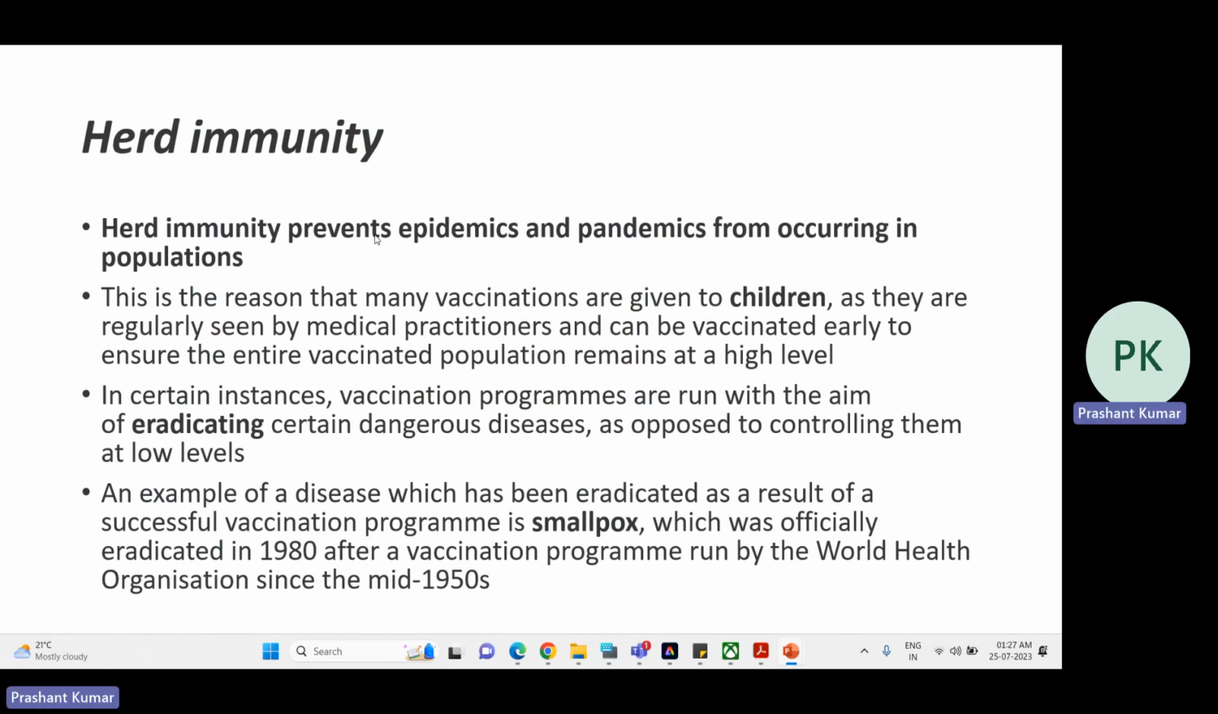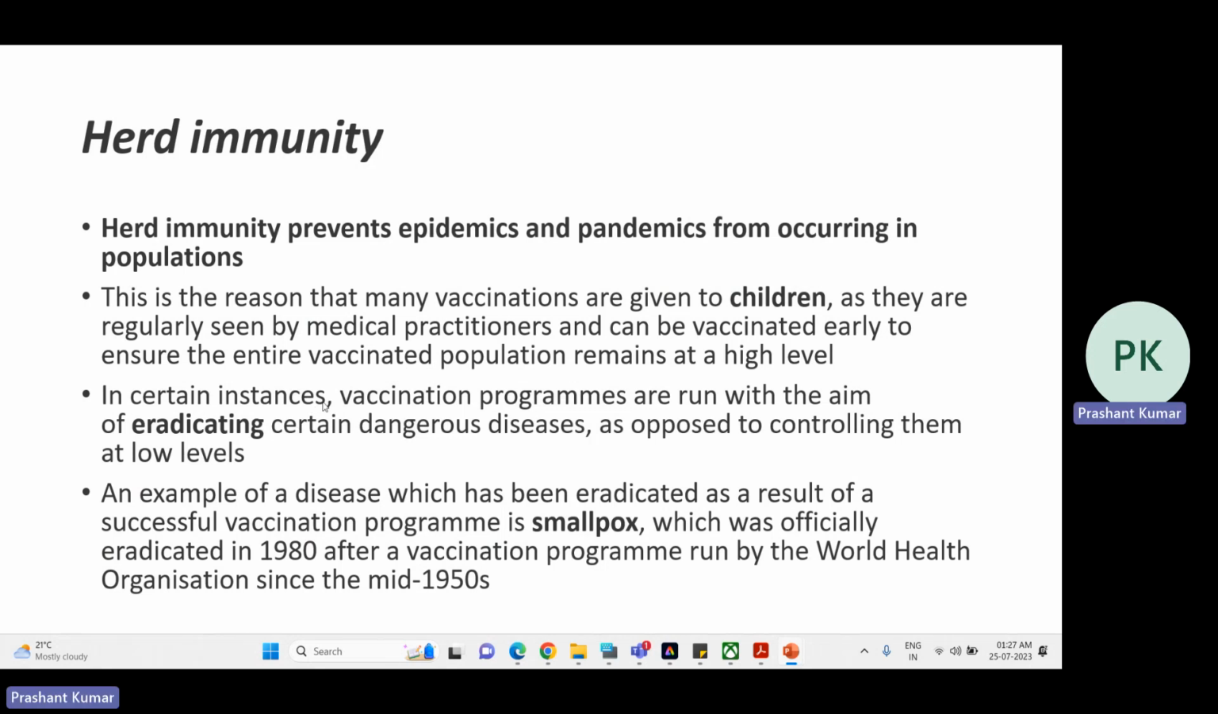Herd immunity prevents epidemics and pandemics from occurring in the population. This is the reason that many vaccinations are given to children, as they are regularly seen by medical practitioners and can be vaccinated early to ensure that the population remains at a higher level of immunity.